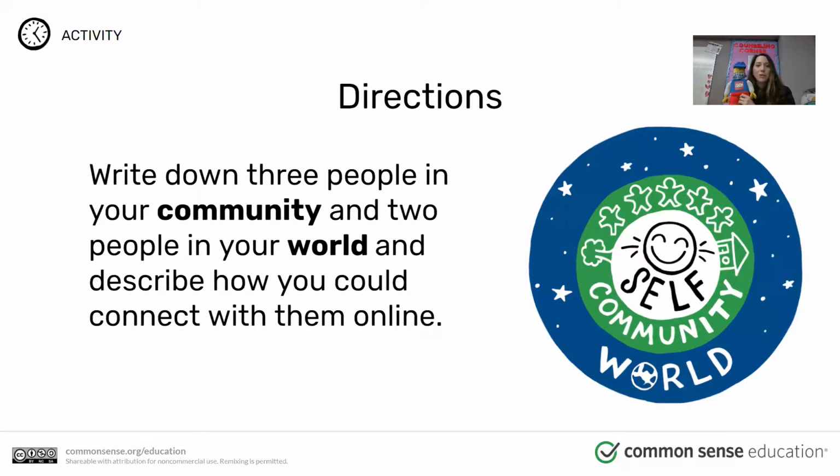So we're going to actually be doing an activity, and I'll show you guys on the sheet. You're going to write down 3 people in your community and 2 people in your world and describe how you could connect with them online.